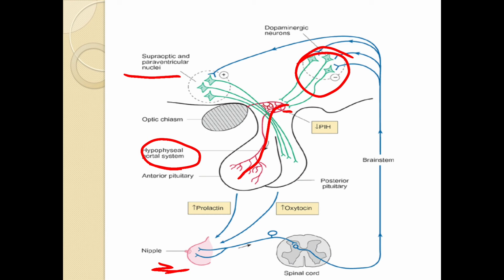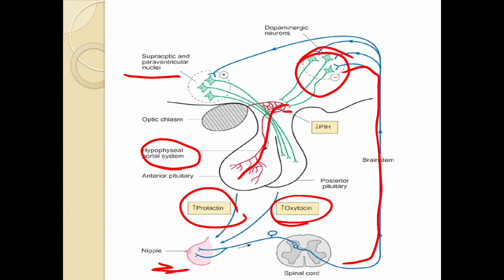One of the hormones secreted by the anterior pituitary is prolactin. Dopamine antagonizes the secretion of prolactin. So dopamine is the prolactin inhibiting factor. So what happens? When the ascending sensory signals from the mother's breast reach the hypothalamus, they inhibit the dopaminergic neurons. So dopamine secretion will be reduced, and prolactin secretion will be increased. So when the baby suckles the breast, there is secretion of oxytocin and there is secretion of prolactin also.